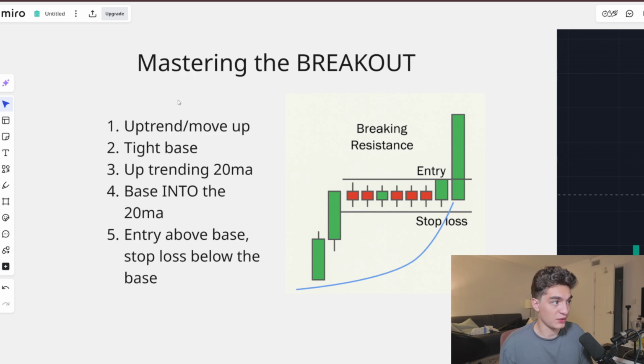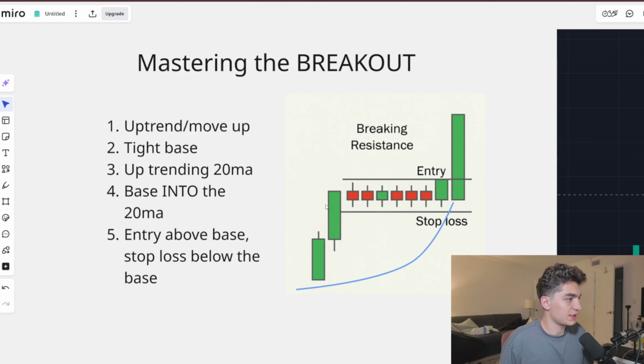The first thing that we look for whenever we look for a breakout, this is a setup that I literally use every day, by the way. First thing we look for is an uptrend or a move up. As we can see, we have a move up here. Second part, we're looking for a nice tight base. And we are looking for an uptrending 20 period moving average under price. So we want it to be under price and we want price to be trending higher. Uptrend and moving average to be under price. Under price, trending higher. Easy. Now we want it to base into the 20 period moving average. Put your entry above the base, stop loss below the base. Boom! That's the setup. It's that simple.